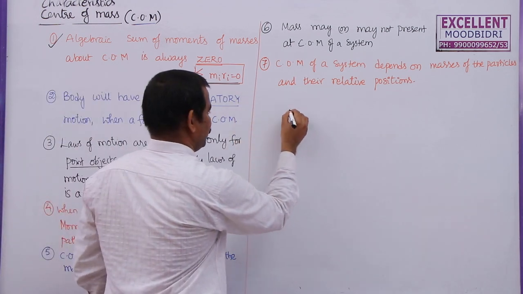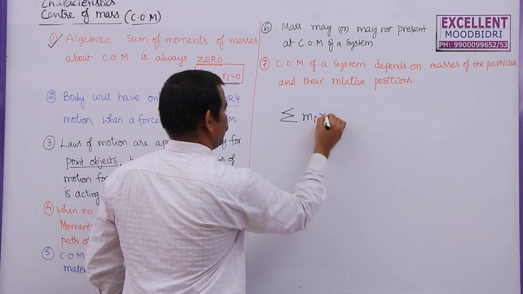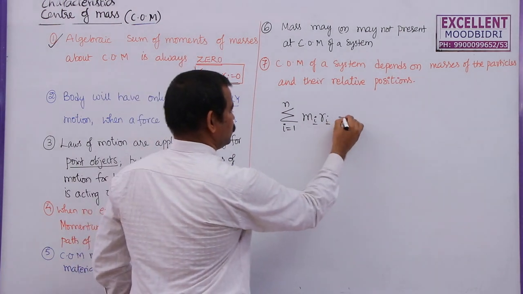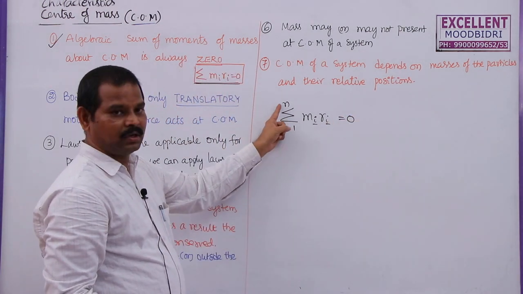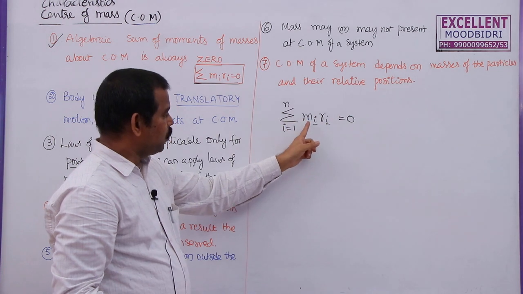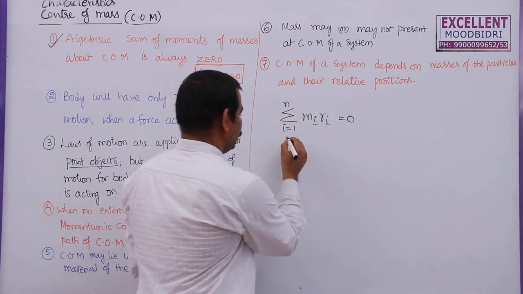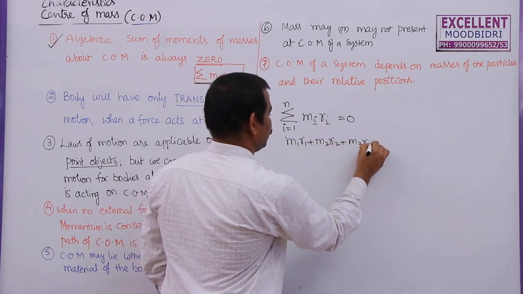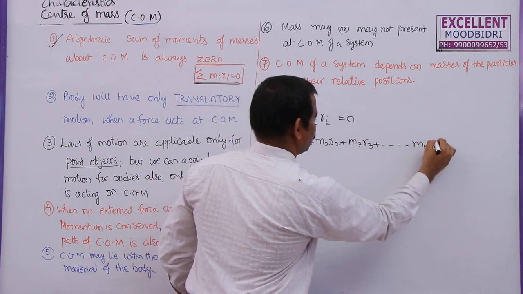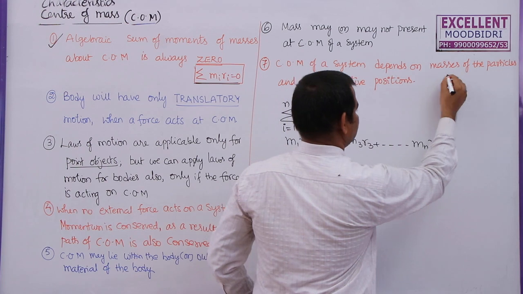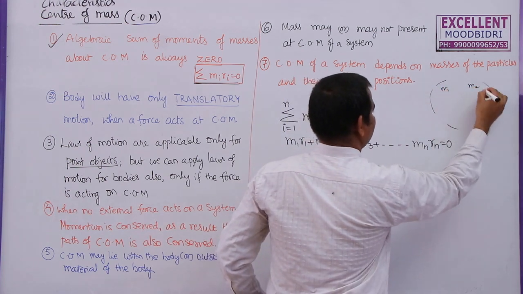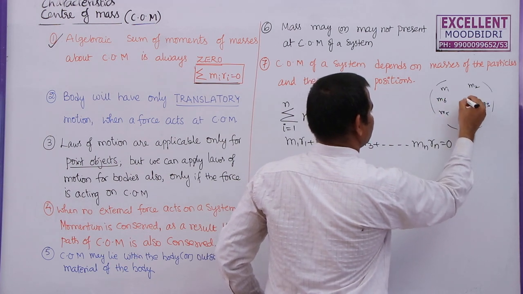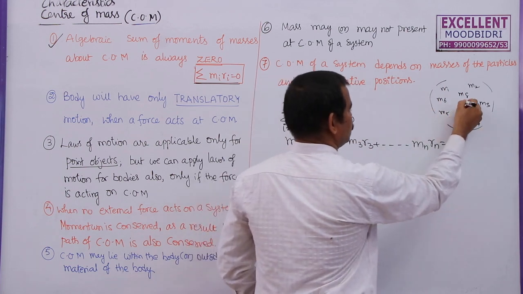That is MiRi, these indexes, so this is i is equal to 1 up to n. So this is constant. If a system consists of n particles, sigma is the sum of the product of mass and distance, which is always 0. So this you can write m1 r1 plus m2 r2 plus m3 r3 and so on, mn rn is 0. So let us say this is a system having m1, m2, m3, m4, m5, m6, m7, m8. So for this, let us say this is the center of mass.